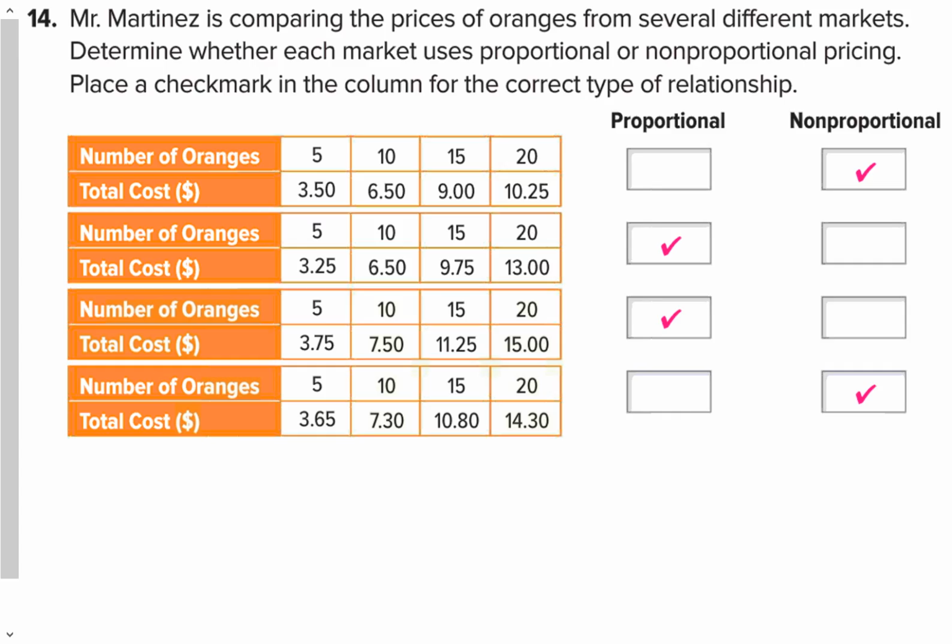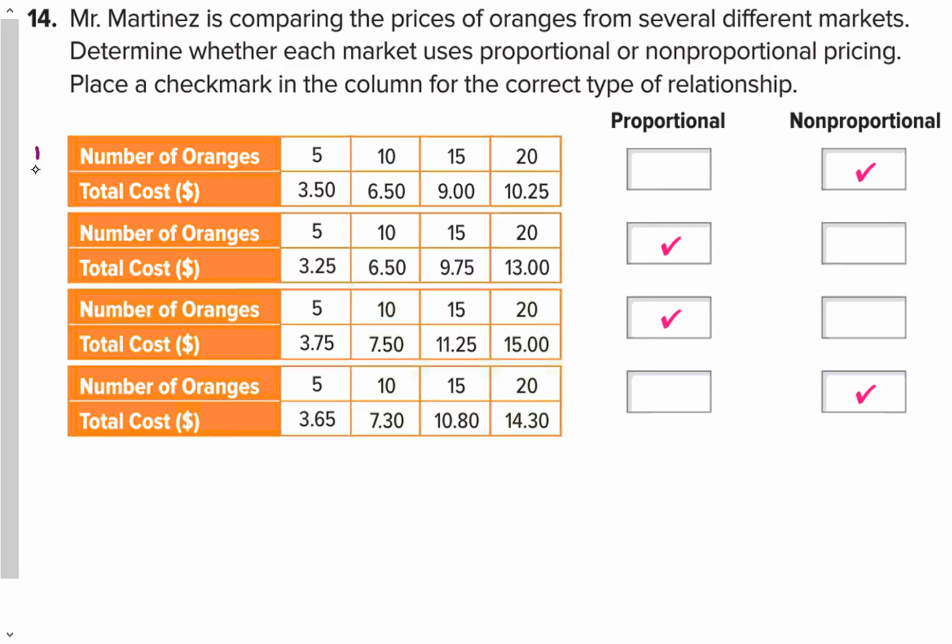All right. Here's example number 14. Mr. Martinez is comparing prices of oranges from several different markets. Determine whether each market uses proportional or non-proportional pricing, and then place a check mark in the column for the correct type of relationship. So here, we're going to check our ratios. Again, as soon as you have ratios that are not equal, you can say it's non-proportional, but if they are proportional, you have to check every one through.